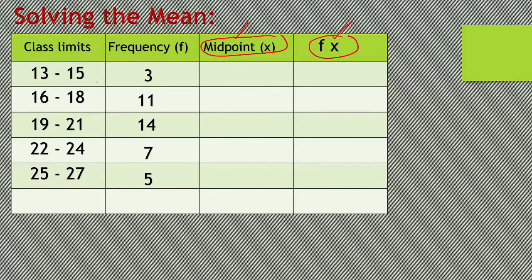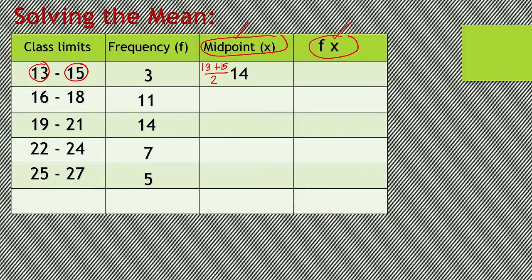So let's start with this class limit. What is the lower limit here? Sir, it's 13. What is the upper limit? Sir, it's 15. So to get the midpoint, that's 13 plus 15 divided by 2. What is 13 plus 15? What is 28 divided by 2? There you go. That will give you 14.